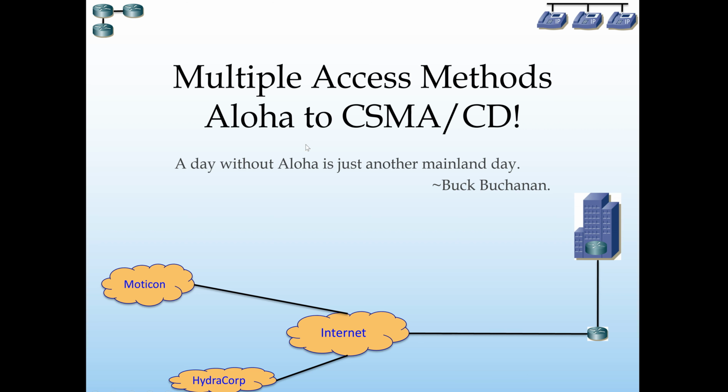We're going to talk about multiple access methods. This is what do you do when you have a wire and there are lots of computers on it, and you've got to have some way to control the access to that wire or to a radio frequency. And we're going to start in Hawaii.